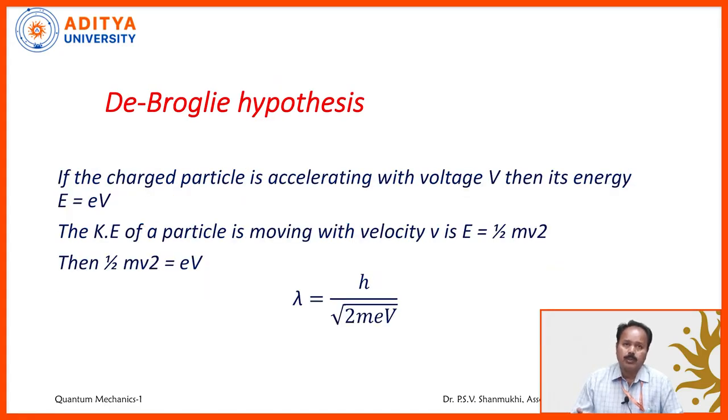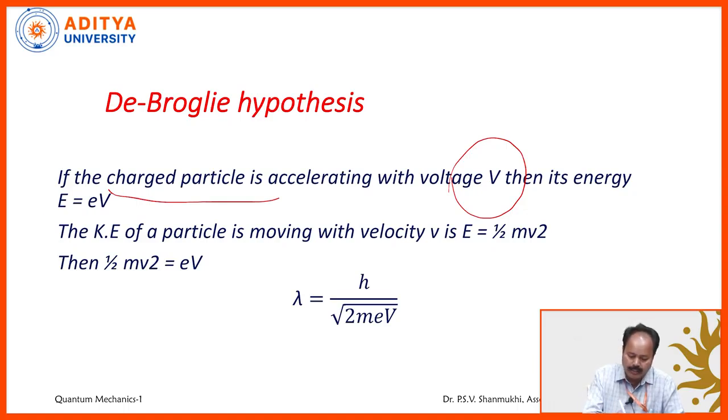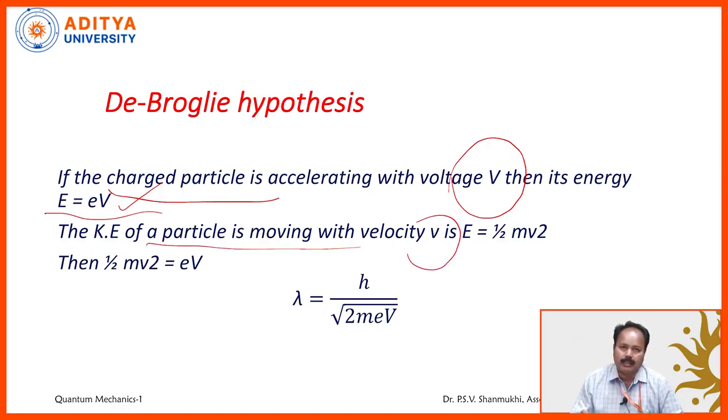Here, suppose it is a charged particle accelerated with voltage V. Then what is its energy? The energy is given by E equals small e into capital V, where small e is the charge of the particle and capital V is the voltage or the potential difference. If the particle is moving with velocity small v, it contains kinetic energy. The kinetic energy KE is equal to half mv square.